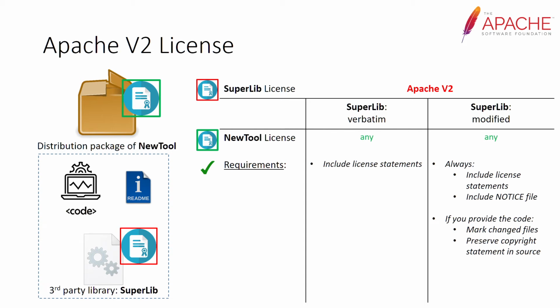We have to include all license information, as well as any notice file that may have been distributed with the Superlib package into our package. If we redistribute the modified Superlib code, then we must document which part of the original Superlib implementation we modified. This can be done by documenting changes in a README file, or by marking the changes inside each individual source file. Be careful to preserve any pre-existing license information. Once we've done that, we are free to pick any license we want for the NewTool package.